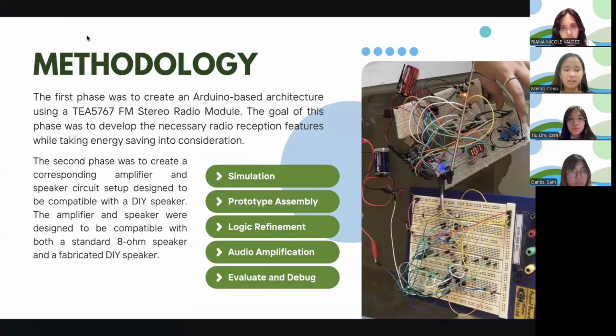For our methodology, the project was completed in two phases. In the first phase, we developed an Arduino-based radio receiver using the TEA5767 FM module. In the second phase, we implemented the amplifier and speaker subsystem. Next.